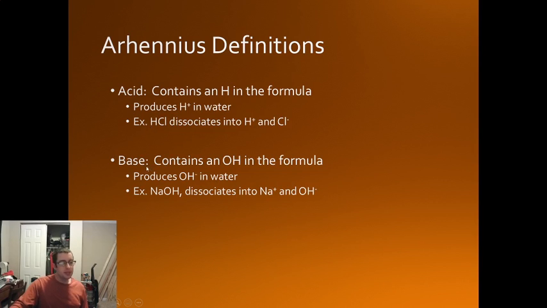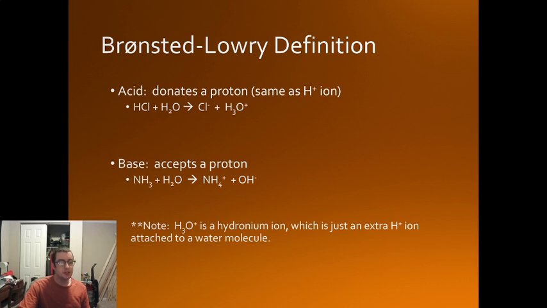Then an Arrhenius base contains an OH in the formula. So it produces OH minus whenever it dissolves in water. So sodium hydroxide, or NaOH, when it dissolves, makes Na plus and OH minus. So the Arrhenius definitions for acids and bases are purely based on whether there's an H at the beginning or an OH at the end.